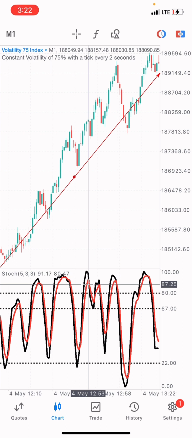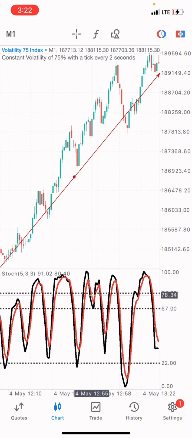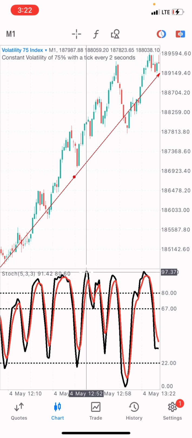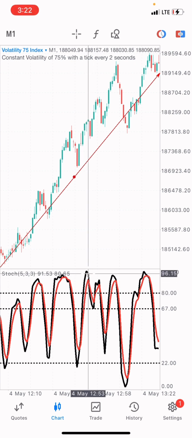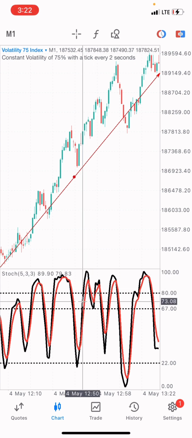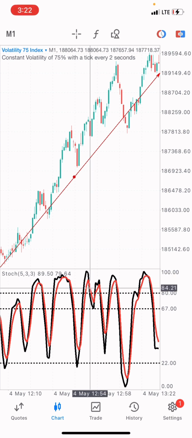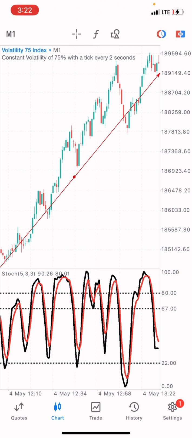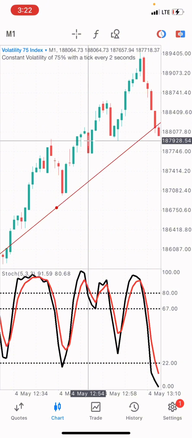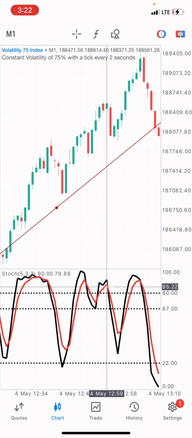Now what you do here is, at this point right now, when this red line of the stochastic oscillator crosses above the black line of the stochastic oscillator, this is black and this is red, right? When this red line crosses above, you place a sell, and it's going to give you a sell. Take a look, this is a sell, this red one here.